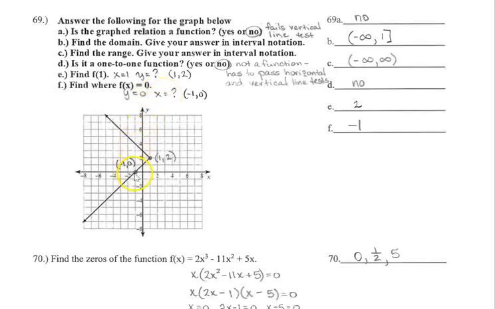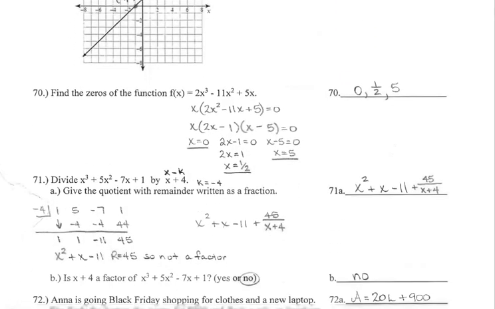And so right here we can see the ordered pair (-1, 0). When y is equal to 0, our x value is -1. So -1 would be our answer.